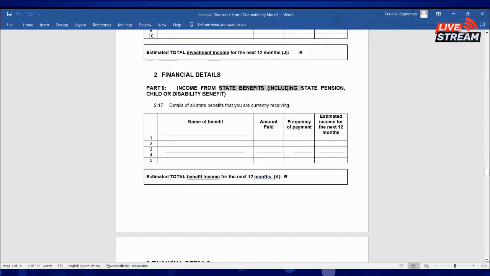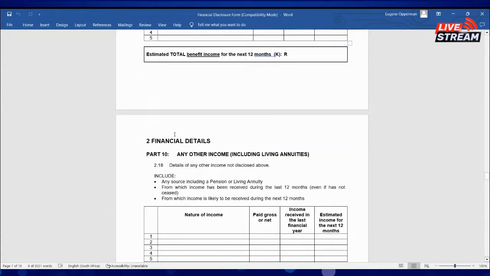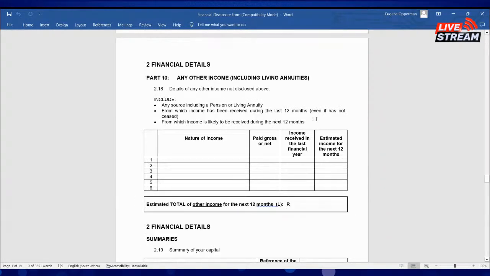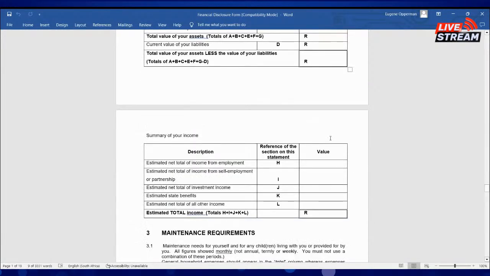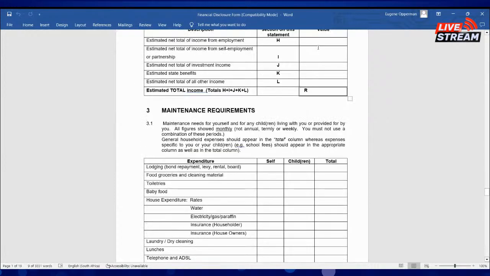From state benefits, yes, state pension, child or SASSA grants. This could all be included in that portion there, and then any other income could be included there. And this is just a calculation. It's quite self-explanatory, where you could work out what should be needed.